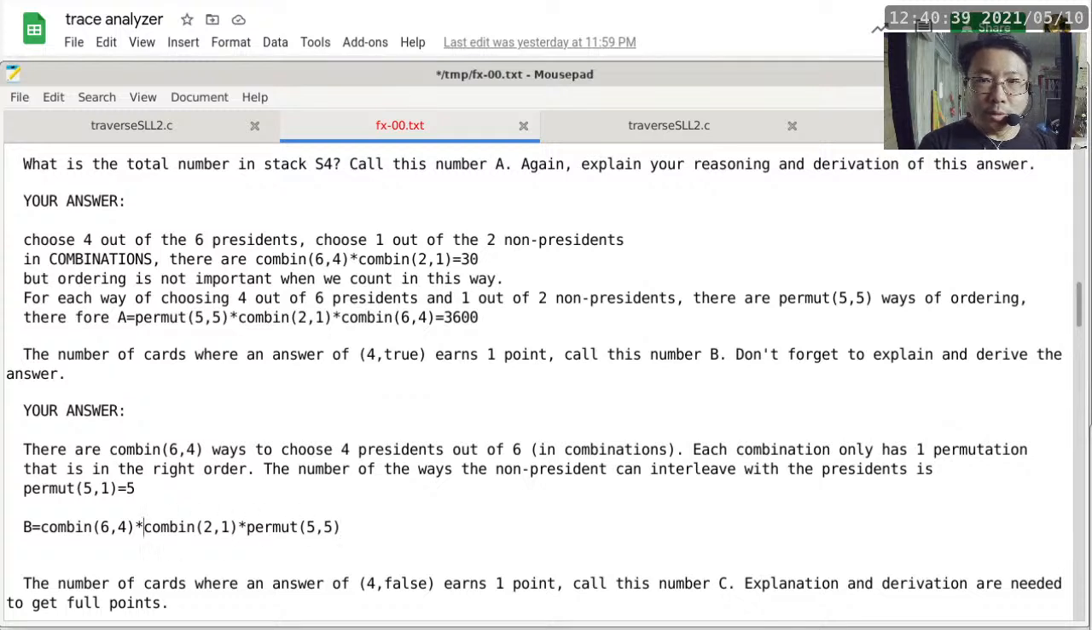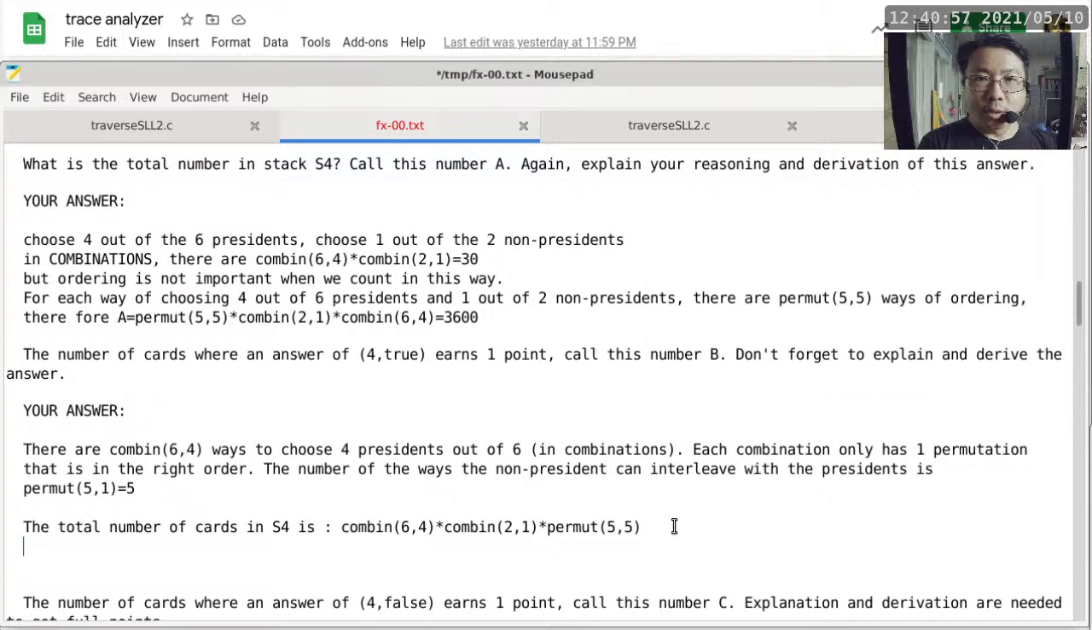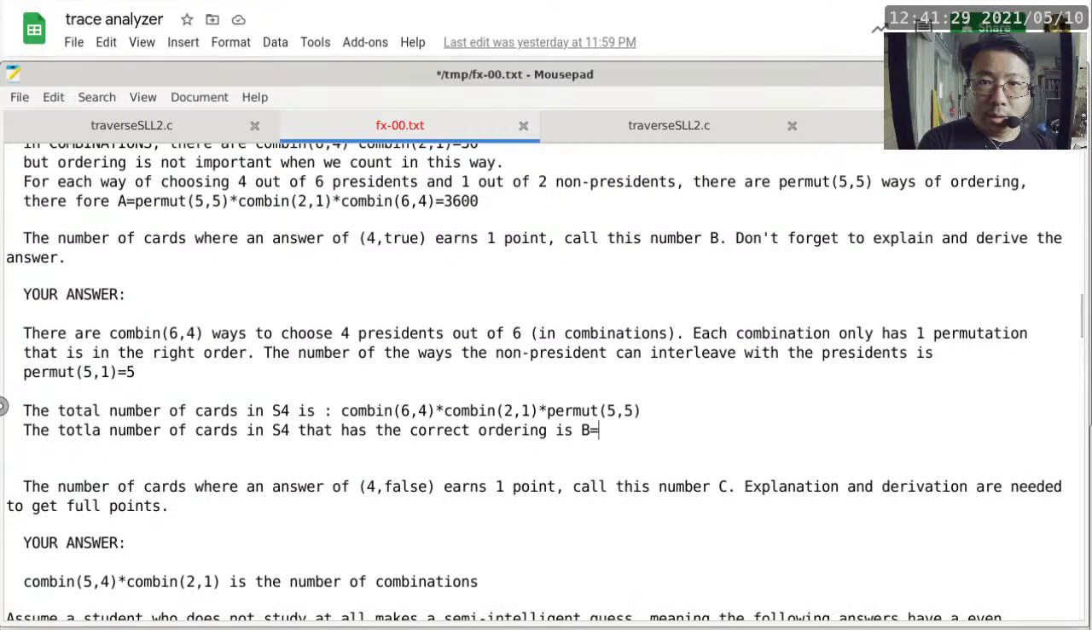So this part, let me just explain these one by one. The total number of cards in S4 is, now this is just one of the numbers that we have calculated already, which is A. And then we have also calculated the ones that have the right ordering. So the total number of cards in S4 that has the correct ordering is B, and B is already calculated to be, oh, sorry, I messed up the location of my question. Okay, so let me get back to Anita's question first.